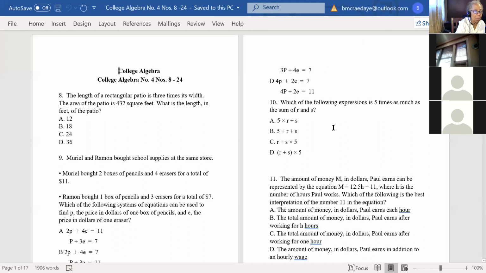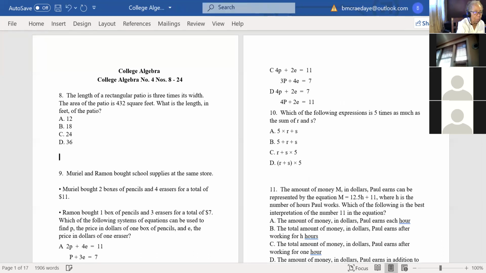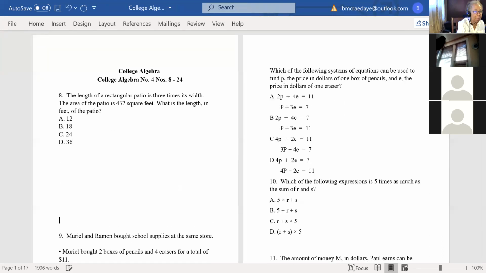Okay. Do you see numbers 8 to 24? Yeah. Okay. So we started with number 8. Did anyone do number 8? Yes? No? You're gonna find the area.